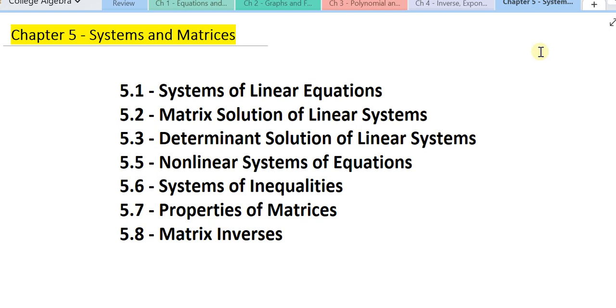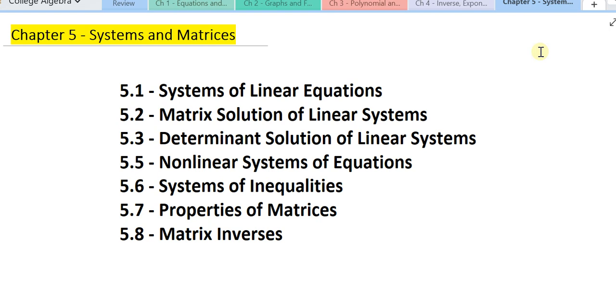Chapter 5, Systems and Matrices. This is the list of items I have for you. These are the topics that we will be addressing in this chapter. I will have a video lecture for each section, of course. So this lecture will take on systems of linear equations.